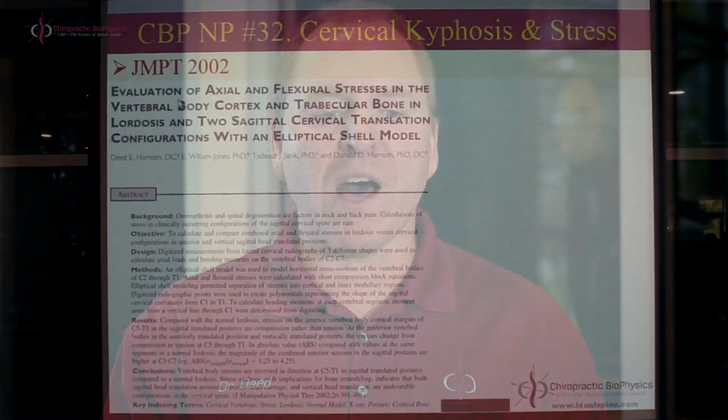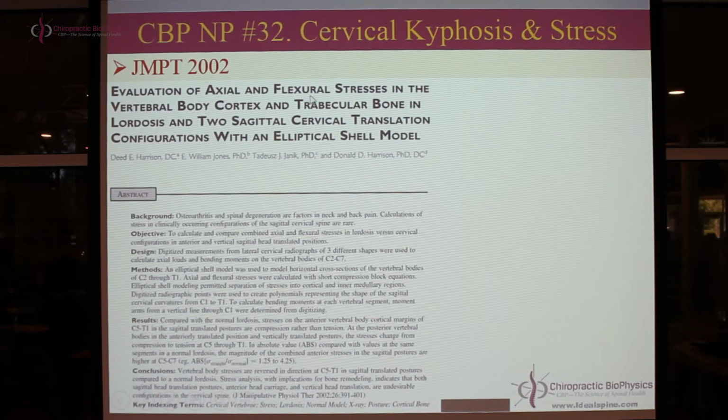It is entitled Evaluation of Axial and Flexural Stresses in the Vertebral Body, Cortex, and Trabecular Bone in Lordosis and two Sagittal Cervical Translation Configurations with an Elliptical Shell Model. By myself, lead author William Jones, PhD, engineer, from Mississippi State, Professor Tadeusz Janek, formerly at University of Alabama, Huntsville, and my late father, Dr. Don Harrison. This particular paper is a spine model of the sagittal plane configuration.